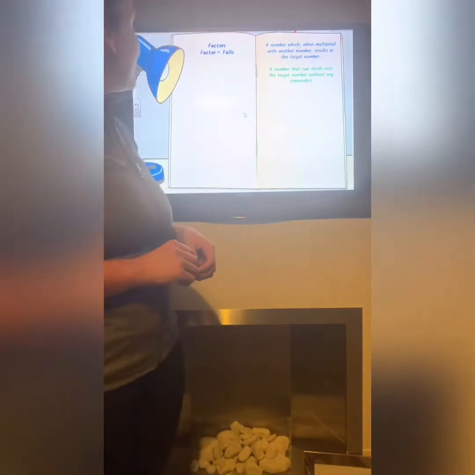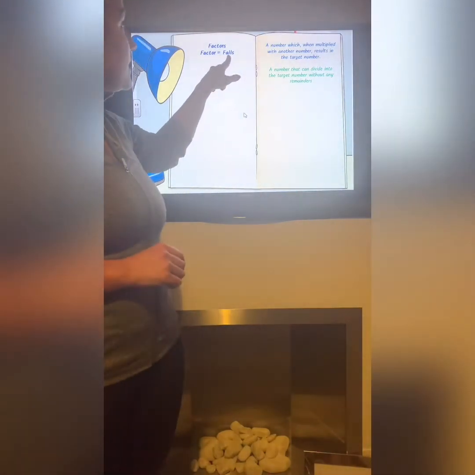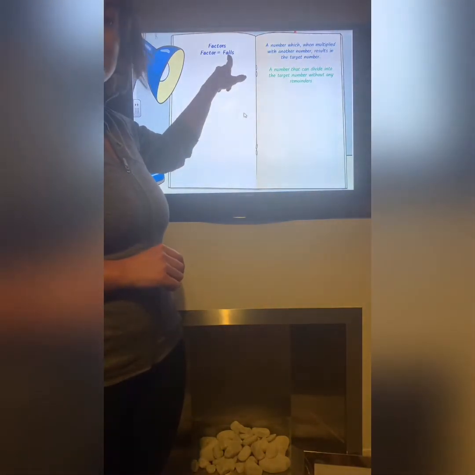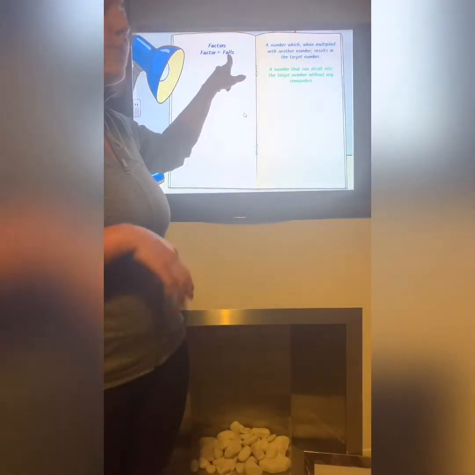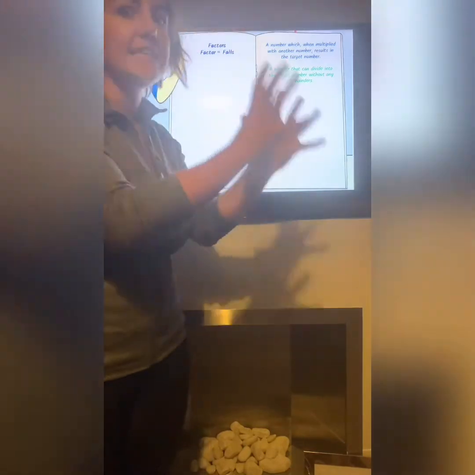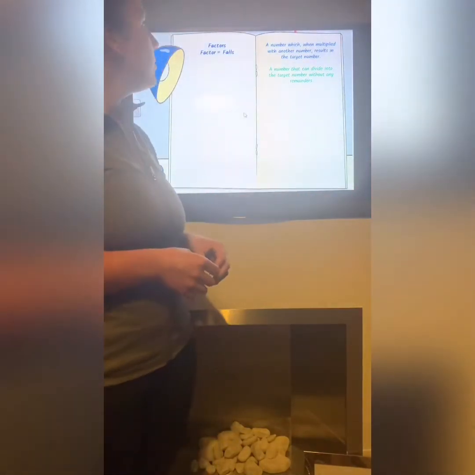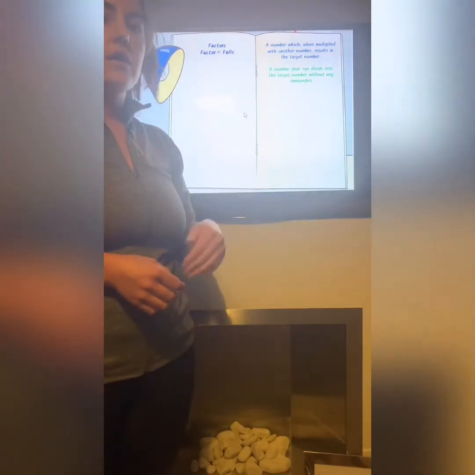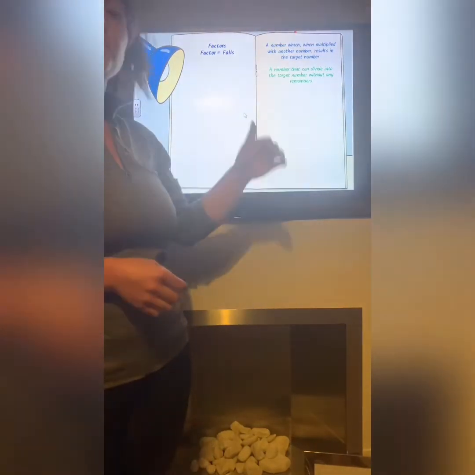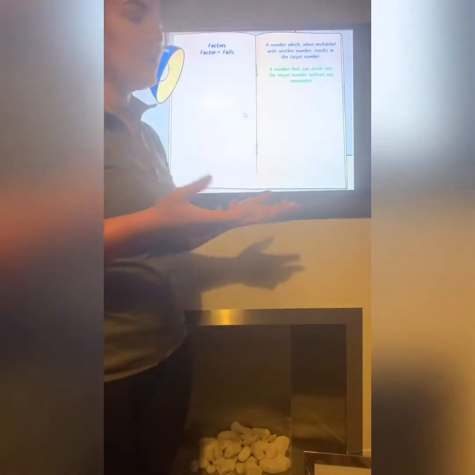Okay, now I have a great way to help you remember what the factors of a number are. We call it factor falls. The reason I call it factor falls is because it helps us to remember that all the numbers that are factors of that target number, so the number that I'm going to give you to ask you to find out what the factors of it is, will always be smaller. Okay, so your factors will always be smaller than your target number, so they fall. Okay, it just helps me to remember.